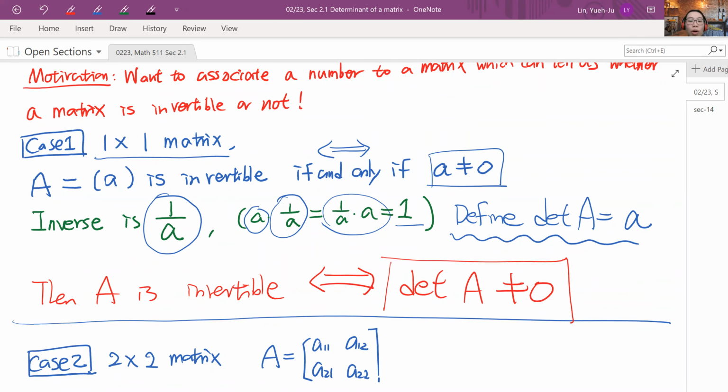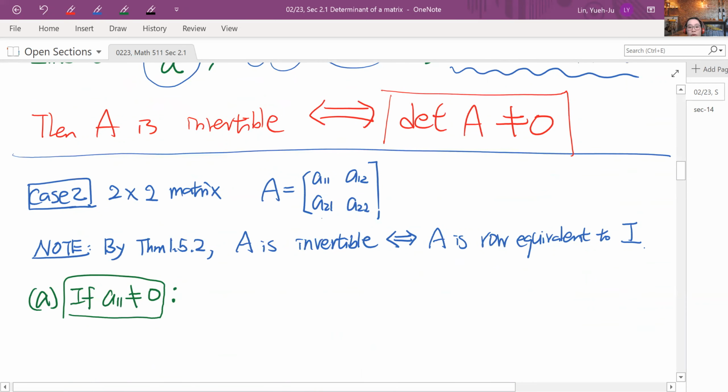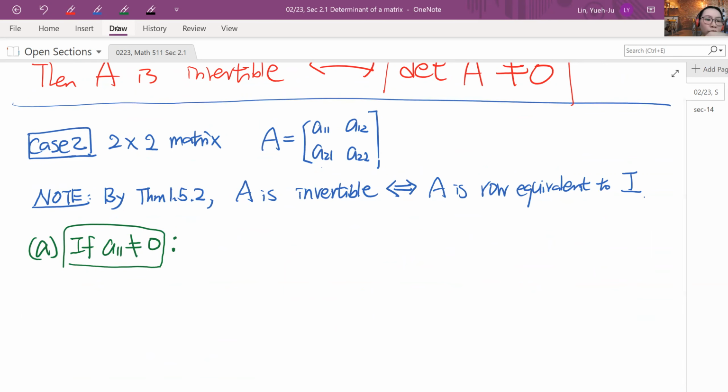Okay, so case one is kind of easy because it's only a number. But for a 2 by 2 matrix, we need to do a little bit of work. Now we have, in some sense, 4 numbers to deal with here. I cannot add any restriction on the 2 by 2 matrix, so I need to be general. So you have a general 2 by 2 matrix here, and we want to see what condition would tell us that the matrix is invertible.